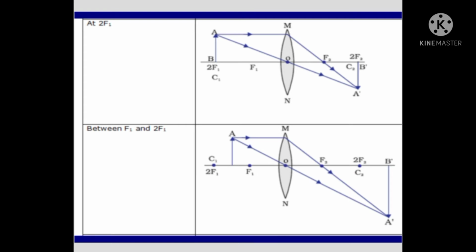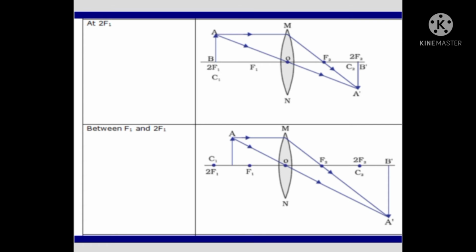You can observe that a parallel ray, after refraction, passes through the second focus, and a ray passing through the optical center has no deviation. These two refracted rays meet at C2. So we can say that the image is formed at C2 and it is the same size as the object, as in the case of a concave mirror. Here the image is real, inverted and the same size as the object.